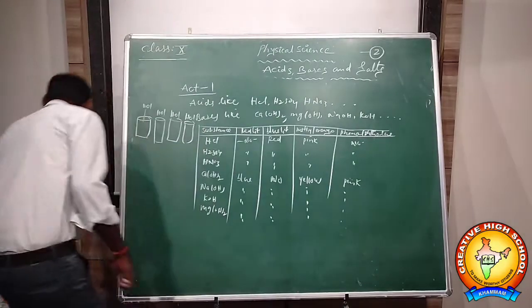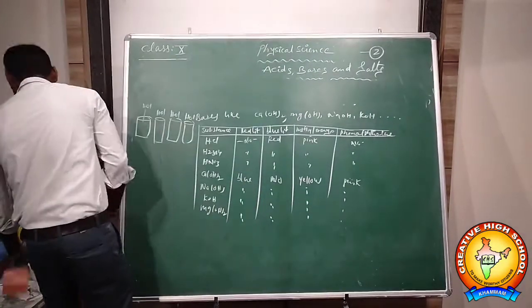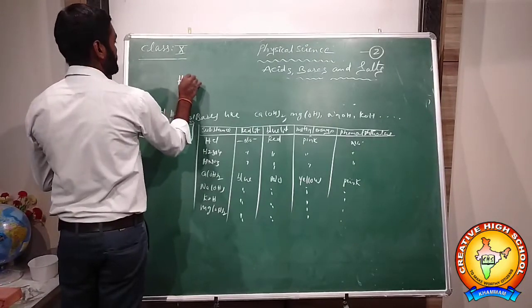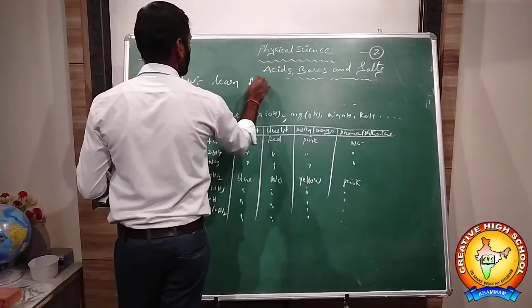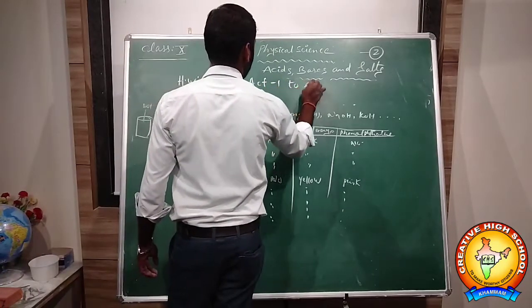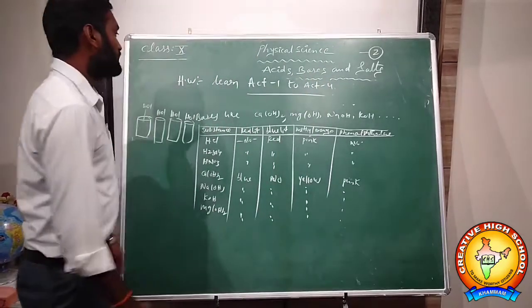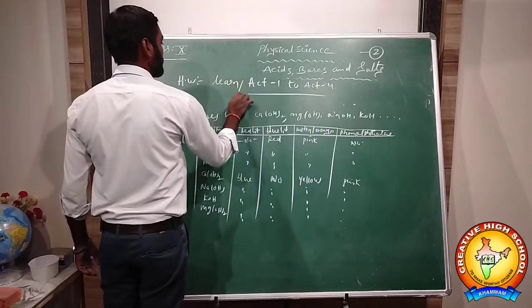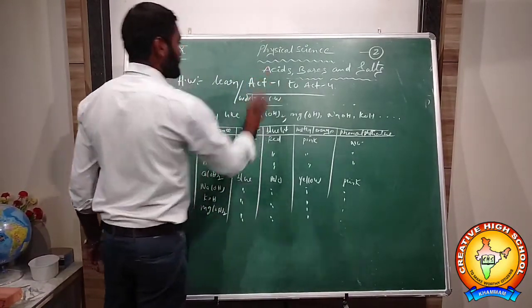Okay, all students, homework is to learn activity 1 to activity 4. All of you learn activities 1 to 4. Learn or write. Write in your classwork notebook, activity 1 to activity 4.